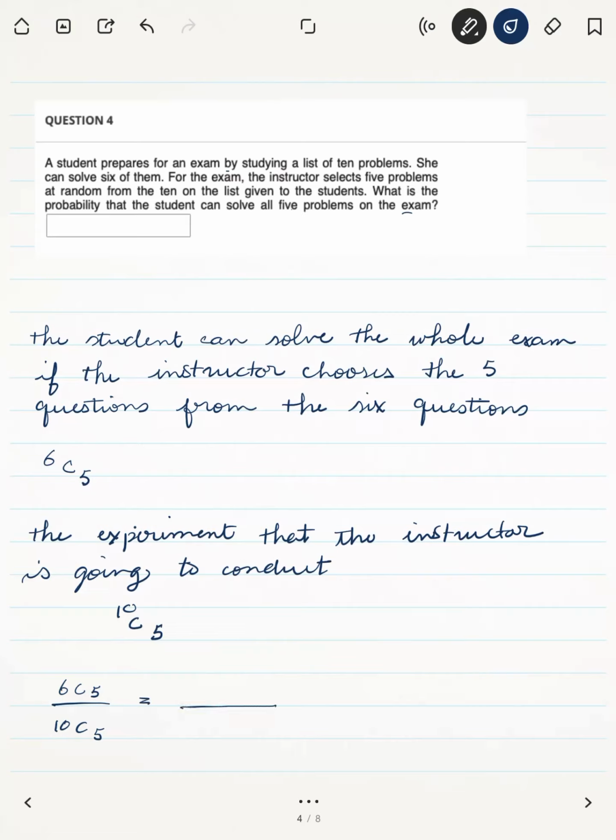Because we know that in order to obtain the probability, we need the number of elements in A. So 6C5 is the number of elements in A, the number of ways that the student can solve the whole exam, divided by the number of elements in S. What is S? S is forming the whole exam. So by how many ways can we form this exam? It is 10C5. Okay, so this is for question 4.